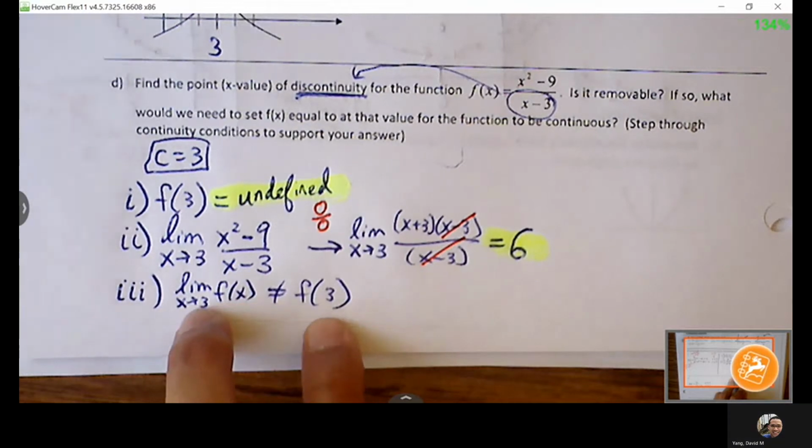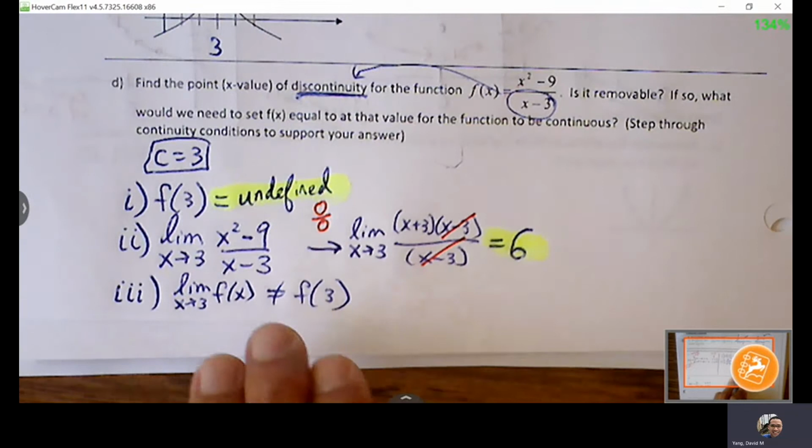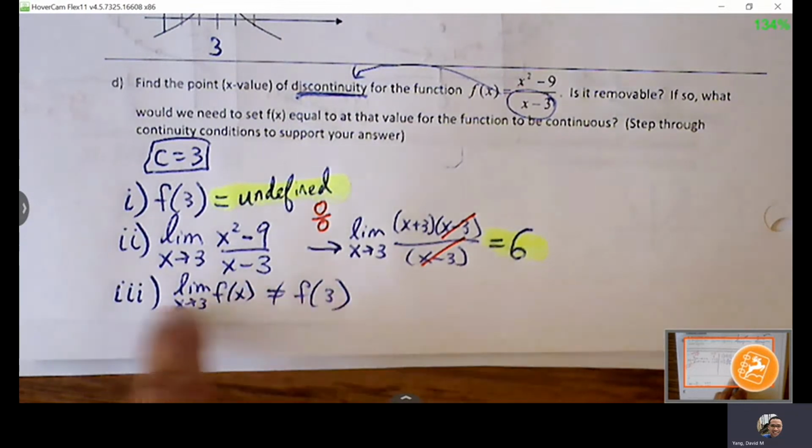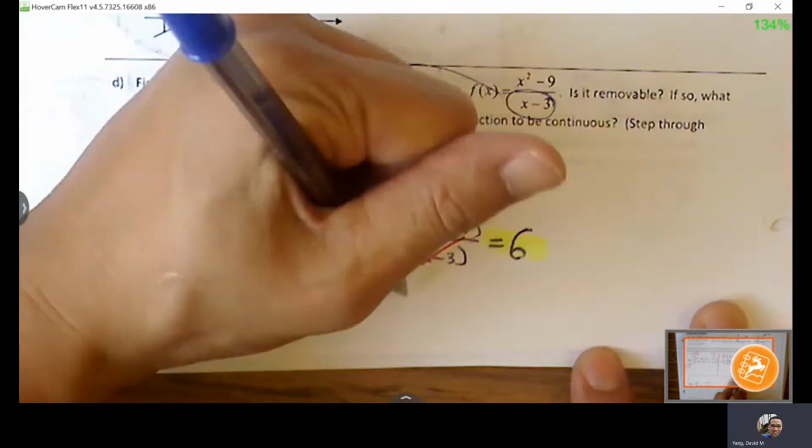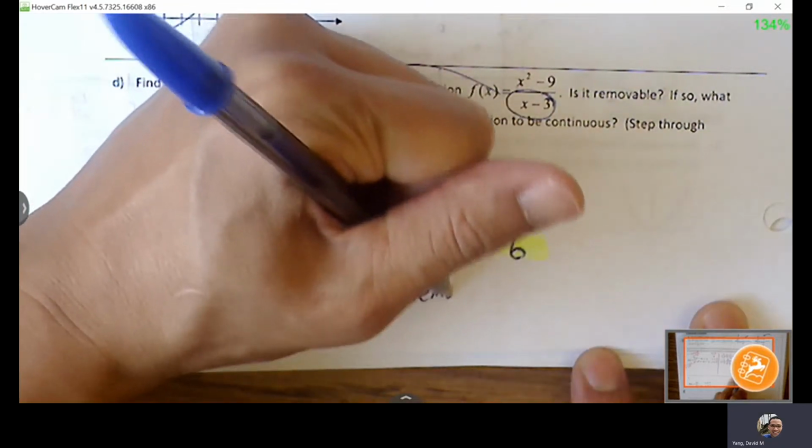I need to see this statement. Okay, so now we stop, right? There are no more conditions, but this is failure. What type of discontinuity? Removable. We know there's a hole here.